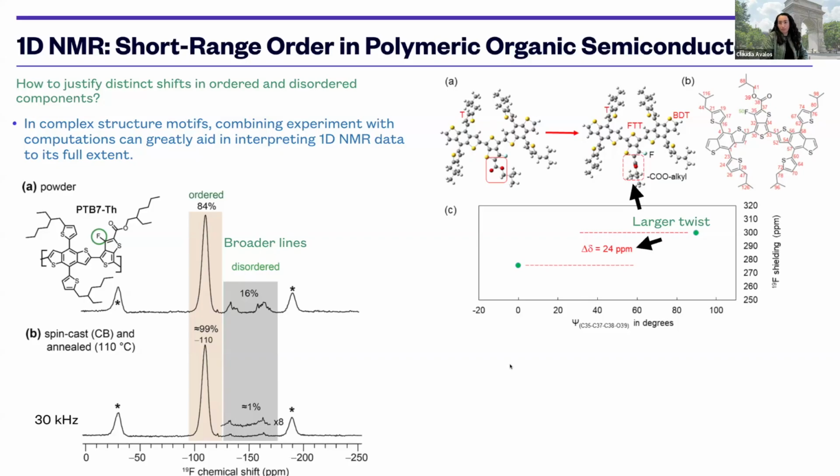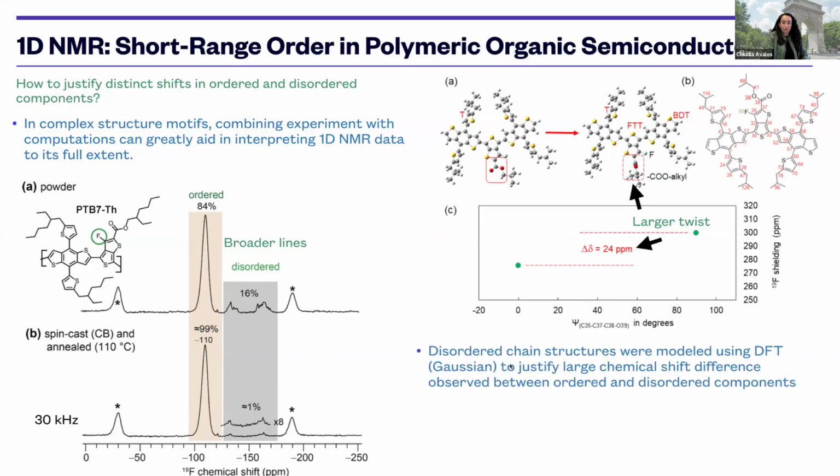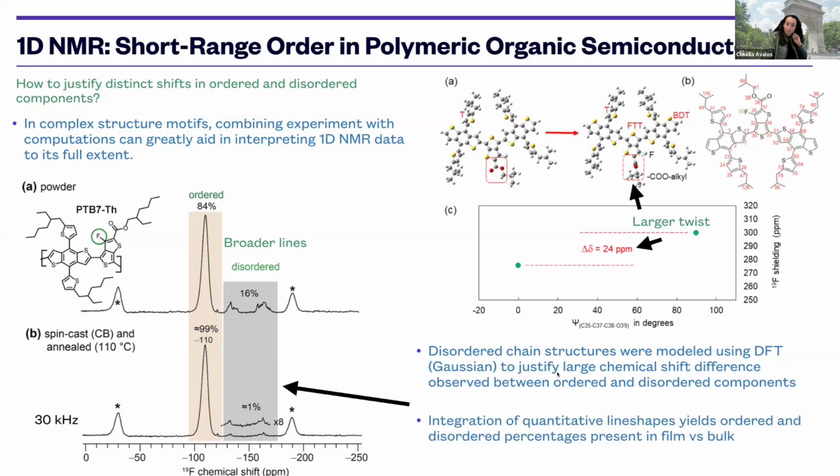So you get this larger twist in this kind of system and this large shift that they calculate, right? So these disordered chain structures, modeled using DFT, they can justify these large chemical shift differences that are observed between ordered and disordered components, right? So here, all I'm doing is showing the general approach of doing this sort of thing.